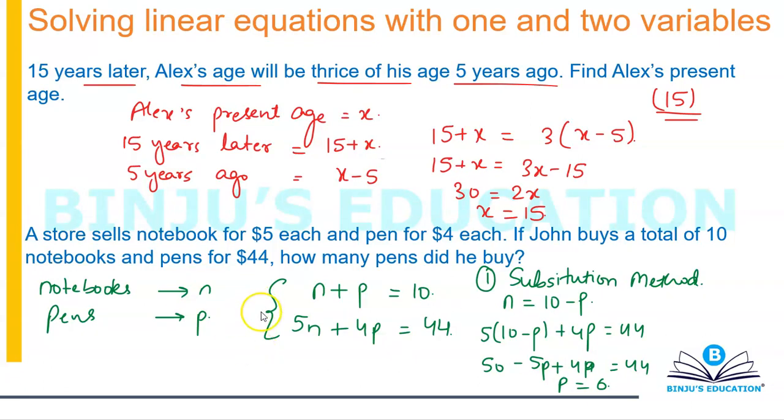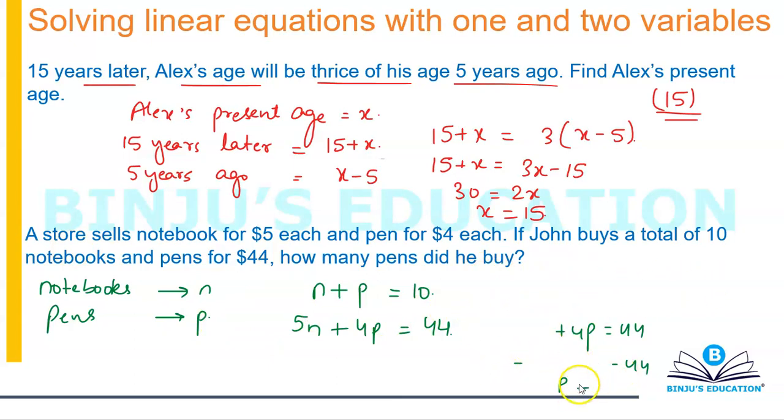The second way of solving two linear equations simultaneously is making the coefficients of one of the variables equal. Now the first equation is n plus p is 10. Coefficients of both n and p are equal to 1. The second one is 5n plus 4p is equal to 44, so the coefficient of n is 5, coefficient of p is 4. So I'm going to make the coefficients of p equal in both the equations. I'm going to multiply my entire first equation by 4.